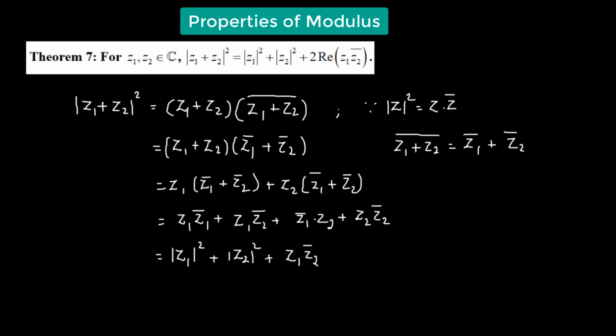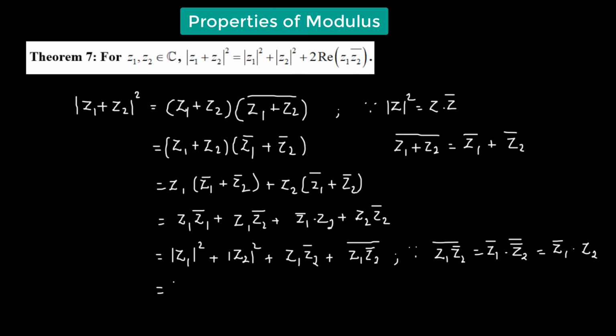Now the third term, z1 bar times z2, can be rewritten as the conjugate of z1 times z2 bar. That's because the conjugate of z1 times z2 bar is simply equal to z1 bar times the conjugate of its conjugate, which is equivalent to z1 bar times z2.